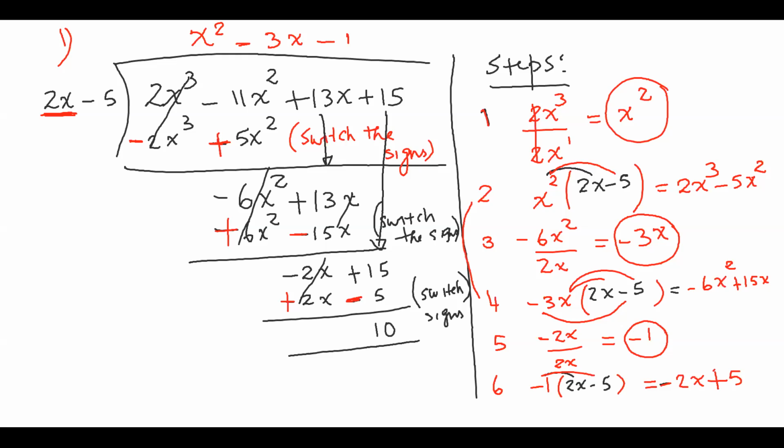So how do I write the answer? I changed different colors. This is our remainder, this is our quotient, and this is our divisor. So the answer should be in the format Q plus R over D. So the Q is x squared minus 3x minus 1. R is plus 10 over 2x minus 5. So this is our final answer.